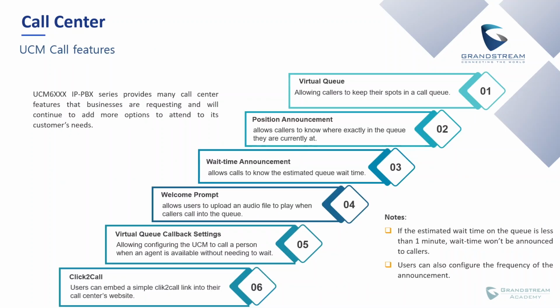And here are more features that we have in the call features, which we're going to look at quickly since these features are not very complicated. The virtual queue feature, which is the most important for call centers, makes calling people keep their spots in the call queue and manages a big number of calls. Position announcement feature: it makes it possible for the calling people to know their position in the queue, and users can configure the frequency of the announcement.